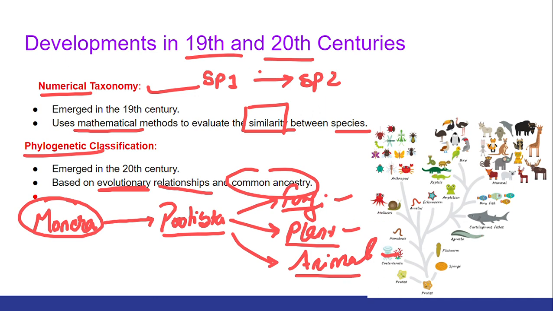Now I have a question for you, class. Tell me, write it in the chat box and tell me, is plant more related to Protista or more related to Monera?